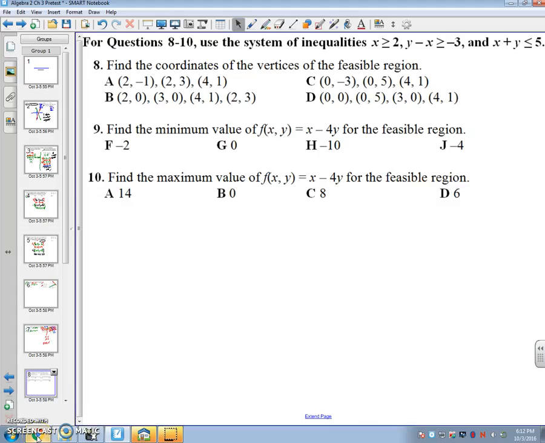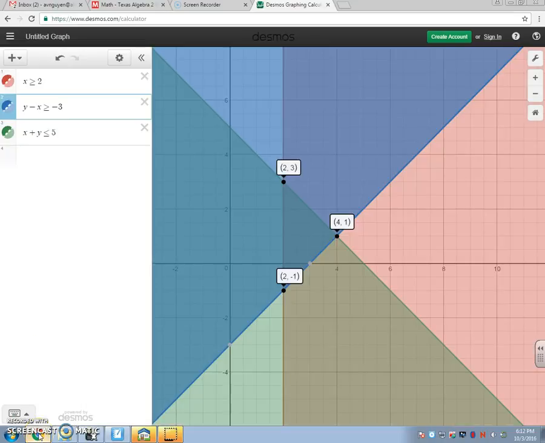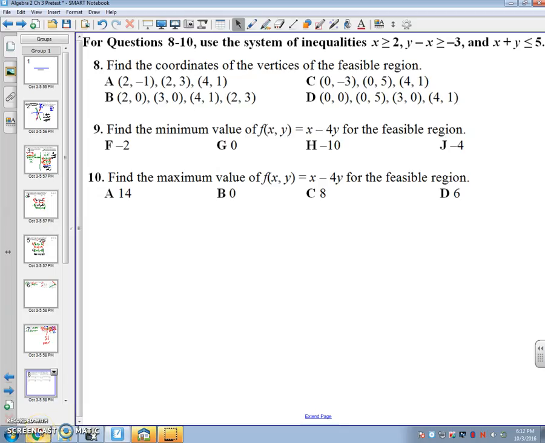So 2, negative 1, 2, 3, and 4, 1. This is A. Alright, B has 4 points, that's wrong. D has 4 points, wrong, and doesn't have any of those points besides 4, 1.